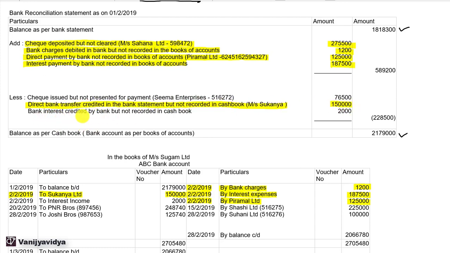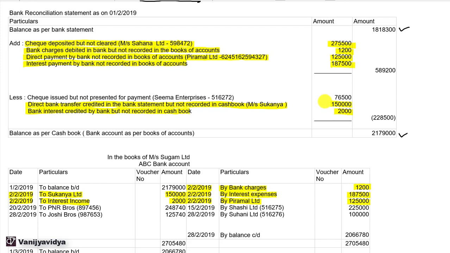Next, bank interest credited by bank but not recorded in the cash book, 2,000. So this was in the bank statement but not in the cash book. Let's see if it is recorded in the month of Feb. So on the debit side we can see to interest income 2,000. So let's highlight this. Now if we see the bank reconciliation statement of 1st Feb 2019, only one transaction, that is check issued but not presented for payment, Seema Enterprises 516272, 76,500, is unreconciled. Now this will be part of our bank reconciliation statement as on 28th Feb 2019.